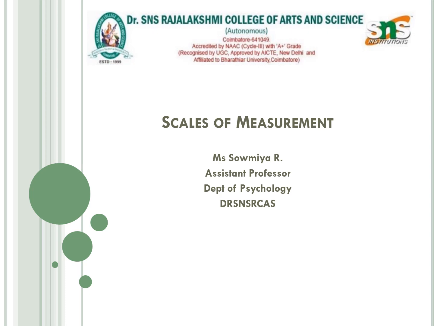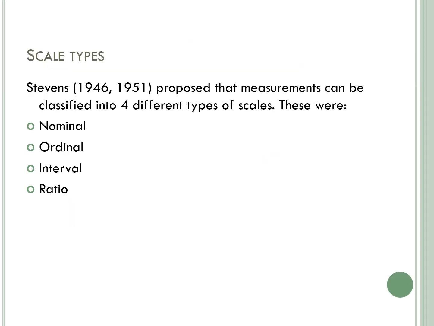Today's lecture is about scales of measurement. In order to analyze our data in statistics, we go through several types of measurement scales through which we will be analyzing the data. Stevens proposed that measurements can be classified into four different types of scales. These are nominal, ordinal, interval, and ratio.